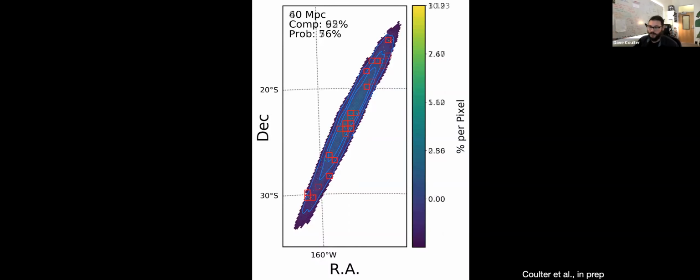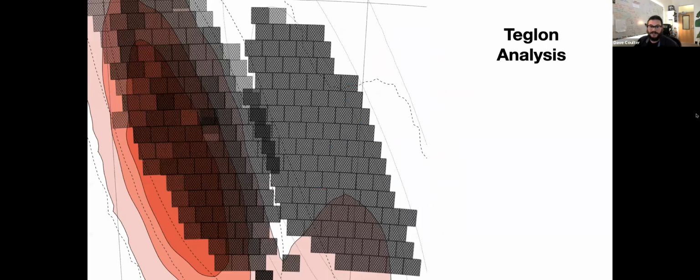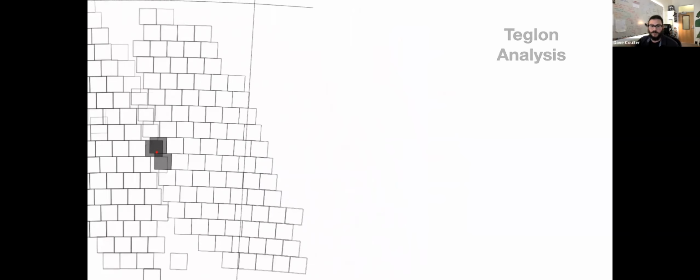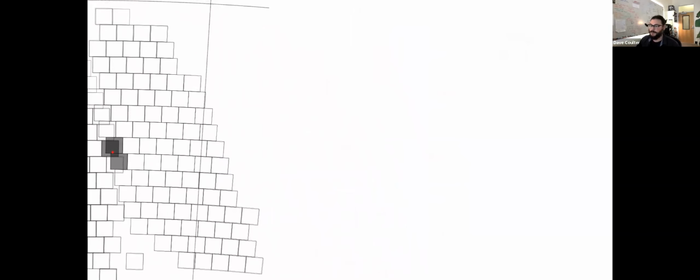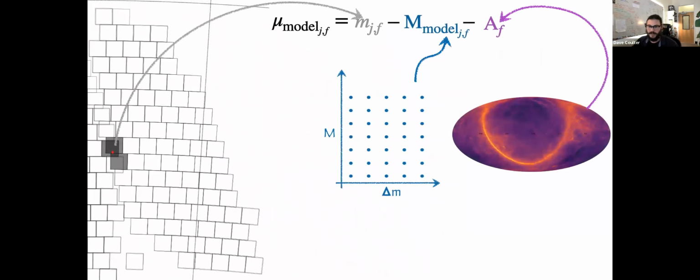But of course, you might not find an actual counterpart. So how do you calculate an upper limit? We can do that with Teglon as well. These LIGO maps are broken into pixels, and each pixel has values like distance prior, where they think the merger happened, as well as a probability.